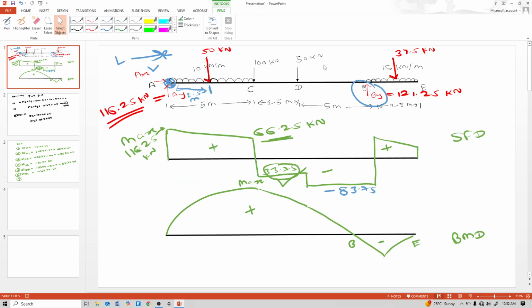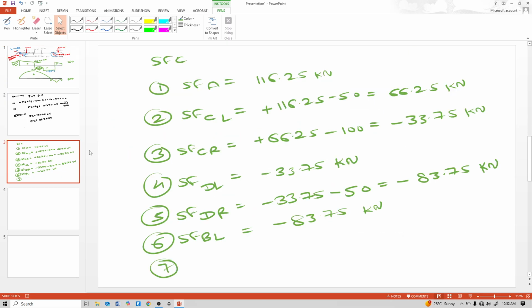Now next, shear force just right of that B is, see, at B shear is minus 83.75 and just right, that means this BY reaction also comes, and this BY is upward, that means positive. So minus 83.75 plus positive BY, minus 83.75 plus 121.25.